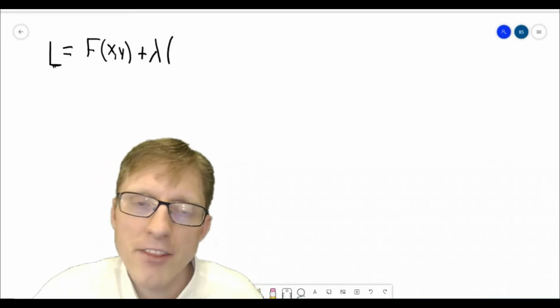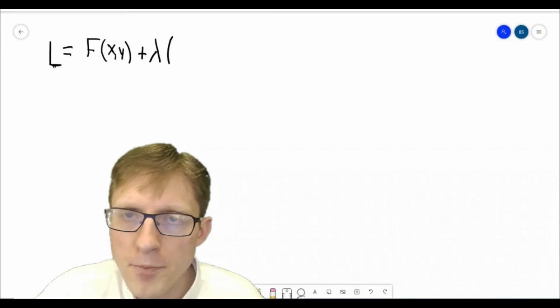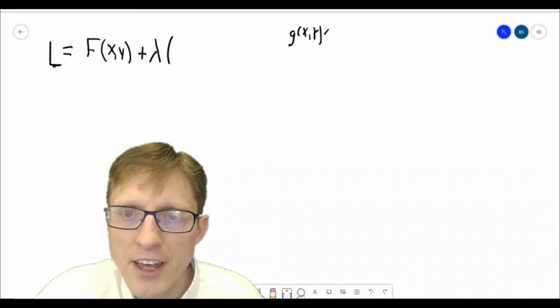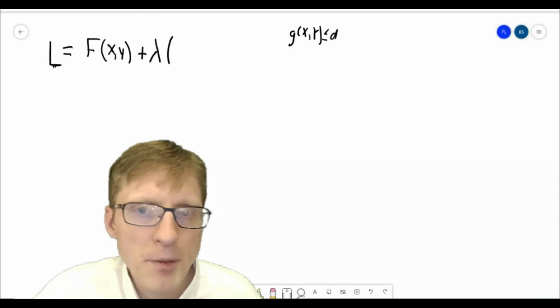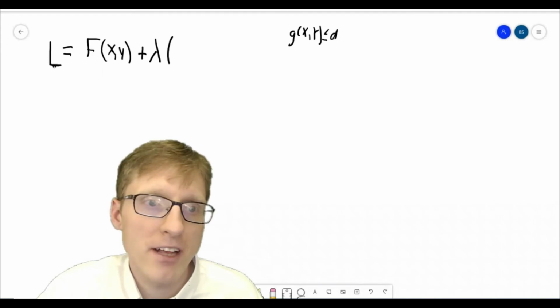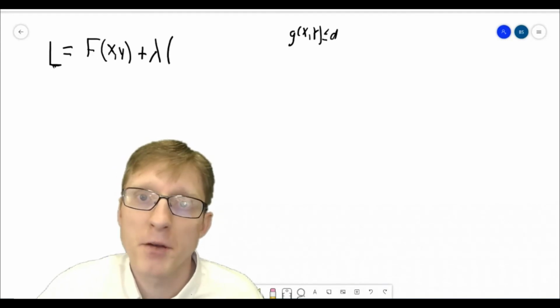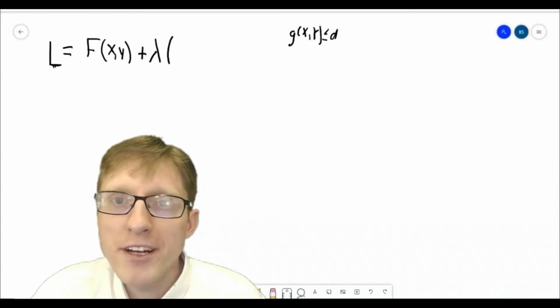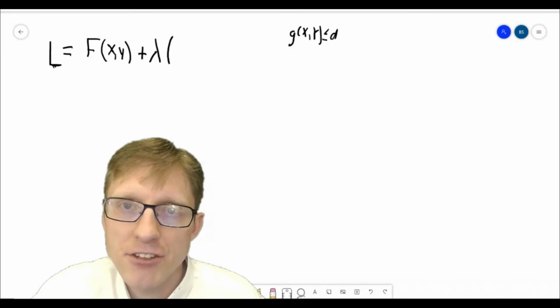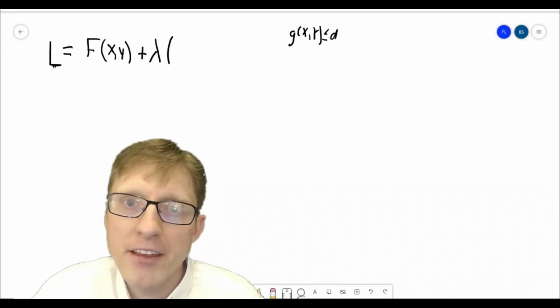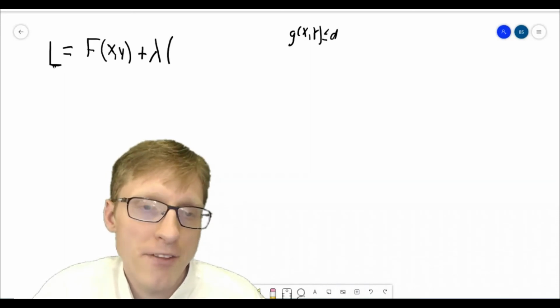Now, here's the tricky thing. In the previous few slides, I said that the constraint was that some function g of x and y was less than or equal to d. How can we plug this in without adding an equal sign or less than or equal sign? We want this to be some function, not something with an equal sign or an inequality right in the middle. So what we're going to do is rearrange this constraint to something that's equal to 0, and plug that thing into the Lagrangian function.